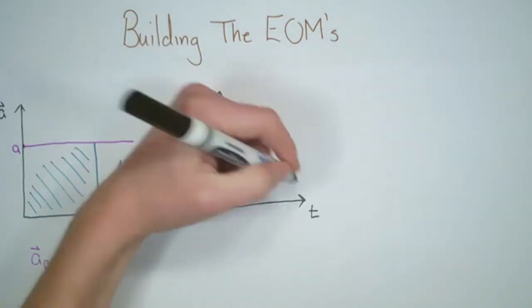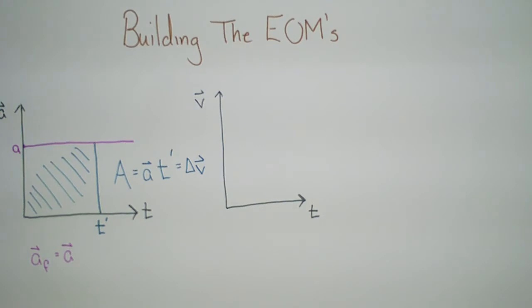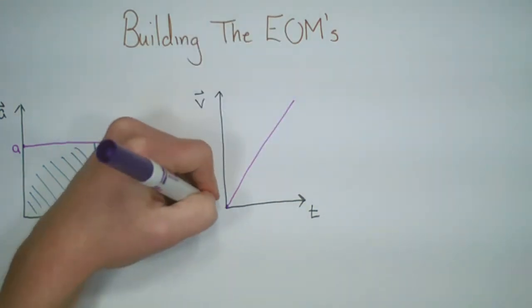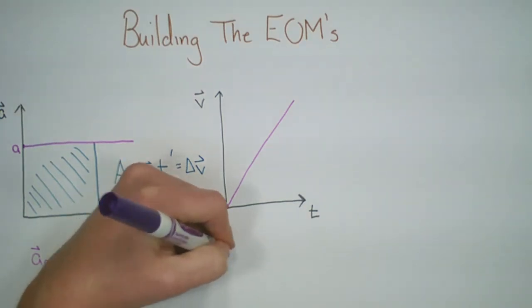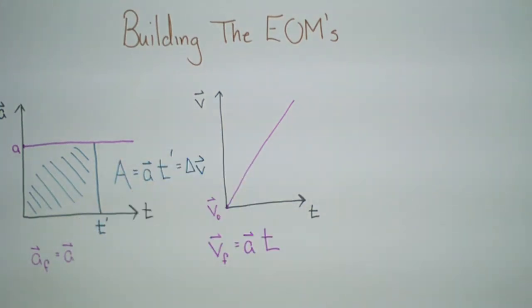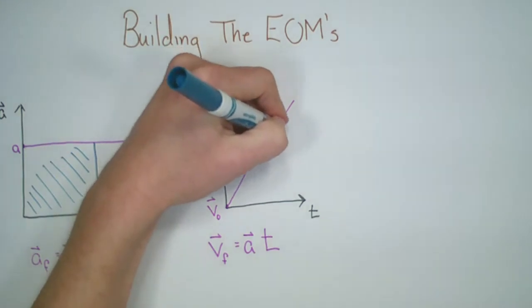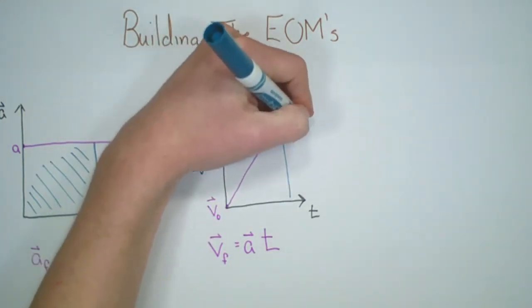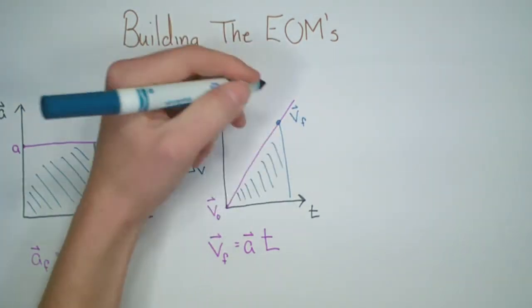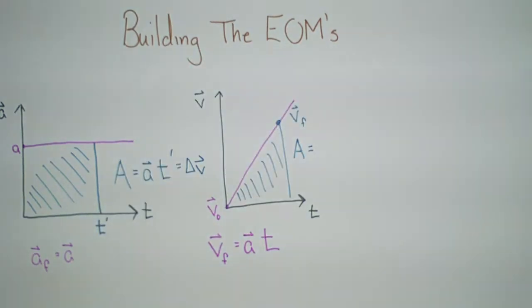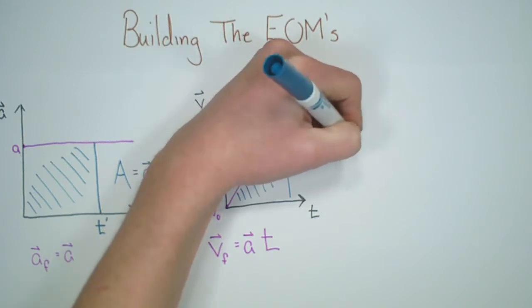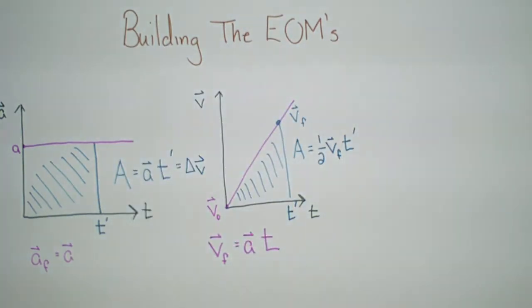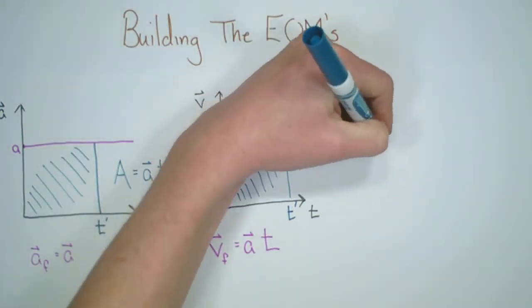And if we plot our velocity time information, what we're going to find is a linear relationship. In this case, we're going to set v0 equal to 0. However, v0 can be any velocity that exists. We see that the final velocity is going to be the acceleration times time. And once again, we can calculate area. Only now it's not a rectangle, it's a triangle. So the area is going to be equal to 1/2 vf multiplied by t prime. And that's going to give us a change in position.